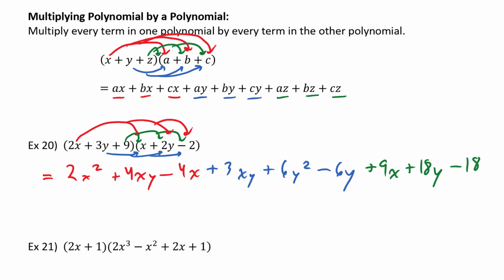Now let's see if we have any like terms here. I have an x squared. I have no other x squareds. So let's bring that down, and we'll just put a line through that one.